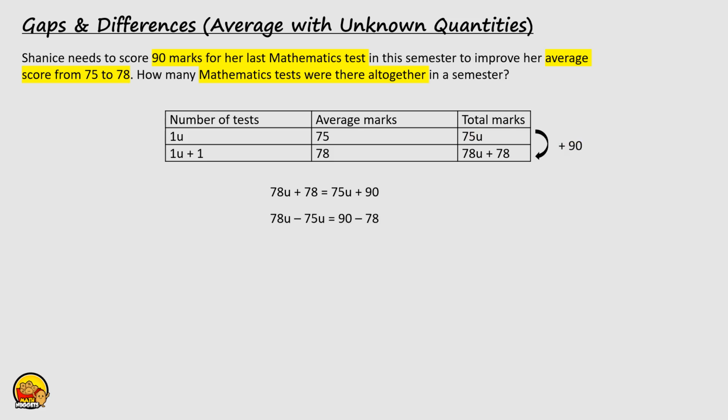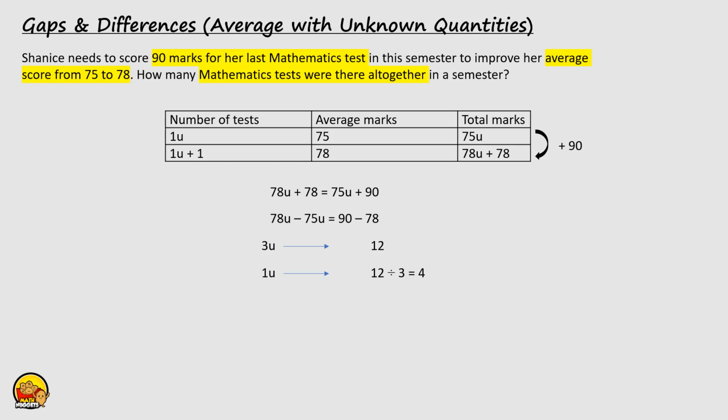So we're going to do some shifting here. You're going to shift your units to one side. So 78 units minus 75 units will be 90 minus 78. So this gives me 3 units, which represents 12 marks. So 1 unit would be 12 divided by 3, which is 4.